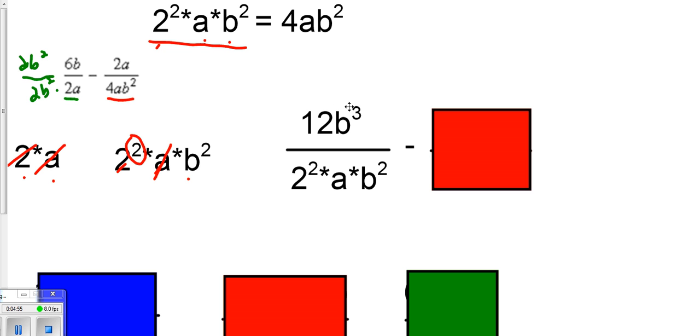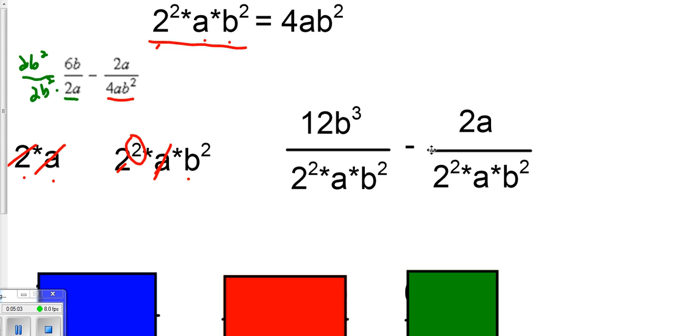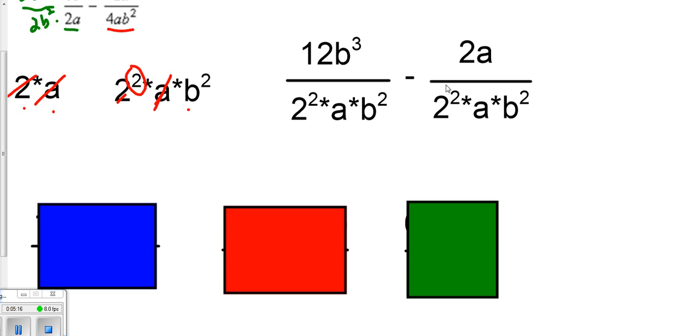This whole rational expression is our new first one. We'll leave the old second one because that one doesn't need to change. Just 2a over 2 squared times a times b squared. Now remember, these two are the same, or common denominators. They mean 4ab squared. Now that we have a common denominator, we just subtract our numerators.